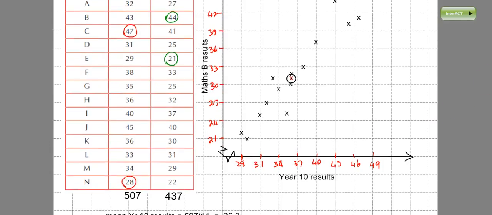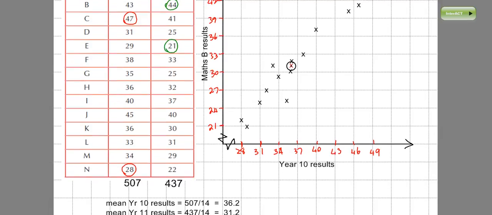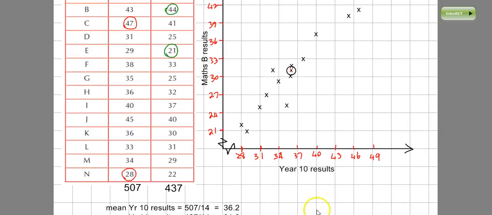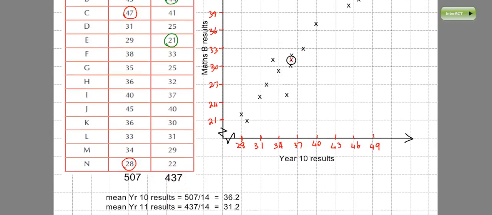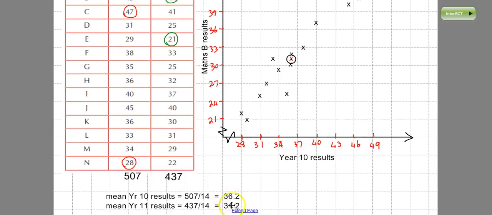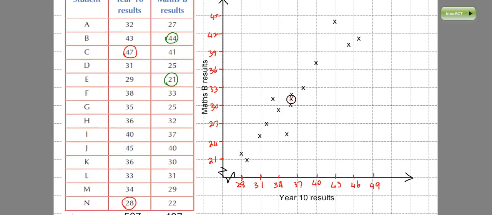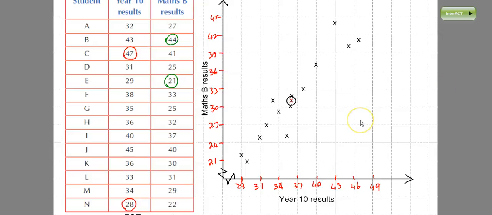Now I have added all the Year 10 results up, and I got 407. Divide by 14 to make the mean or average, and I get 36.2. The sum of all of the Year 11 results was 437. Divide by 14 gives me 31.2. So I'm graphing these two points, 36.2, 31.2. I'm making it a different color and I'm putting a circle around it. And that's actually our pivot point for our line of best fit.